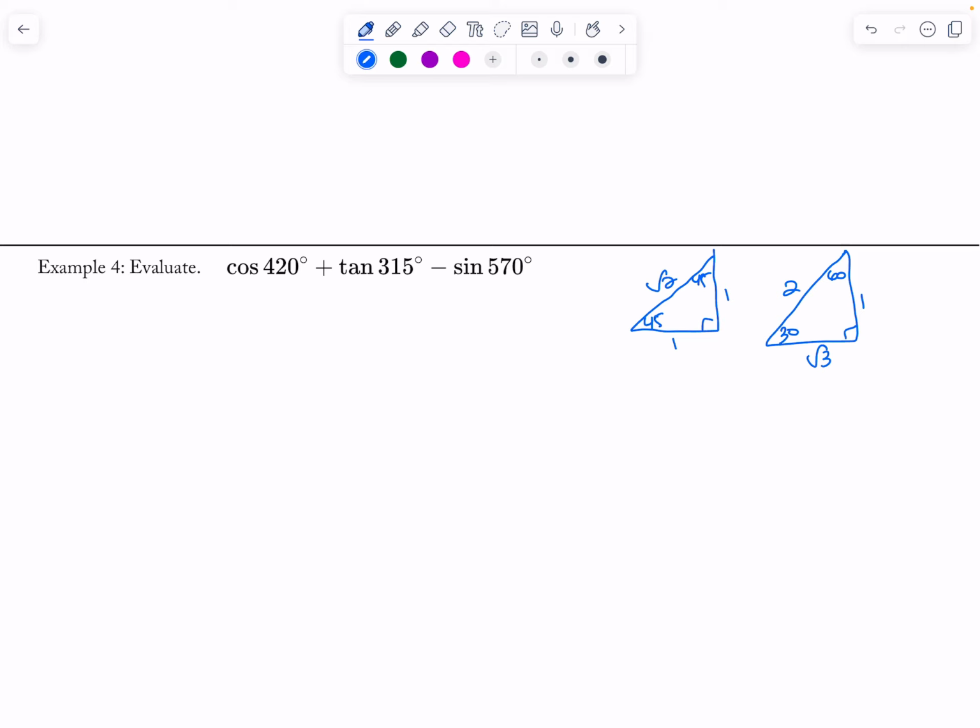Okay, so 420. I got to get rid of this. I got to make it smaller. I had to make it between 0 and 360 degrees. Otherwise, we can't use our reference angles.